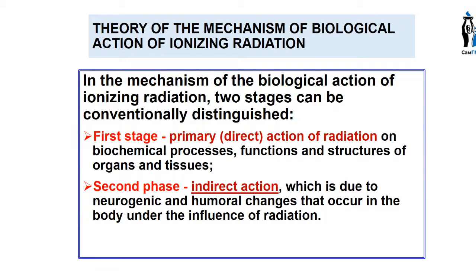On these slides, the next slides show the theory of the mechanism of biological action of ionizing radiation. First stage, primary direct action of radiation on biochemical processes, functions and structures of organs and tissues. Second phase, indirect action, which is due to neurogenic and humoral changes that occur in the body under the influence of radiation.